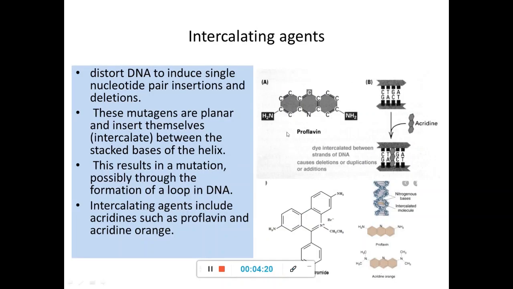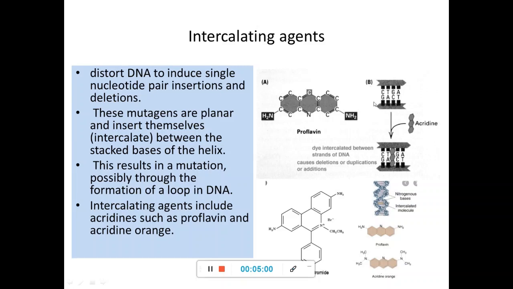Now coming to the intercalating agent. An intercalating agent is something which will go in between the DNA strands. They mainly distort the DNA to induce single nucleotide pair insertions and deletions. They are planar and insert themselves, or intercalate, between the stacked bases of the helix. And this could result in a mutation, possibly through the formation of a loop in the DNA. There are different types of intercalating agents, such as proflavin as well as acridine. These are intercalating agents.